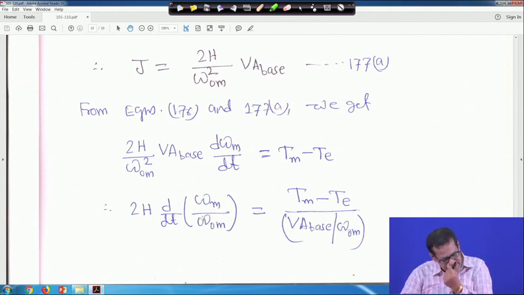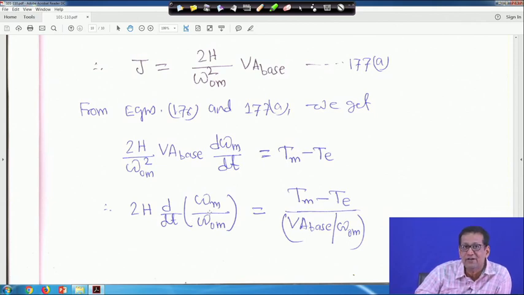This is just to represent this mathematical equation in per unit values, so that everything will be in per unit values.